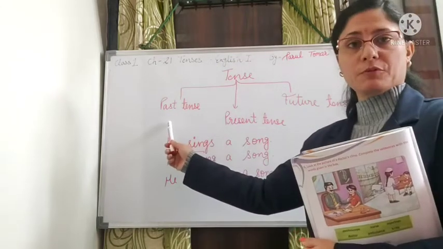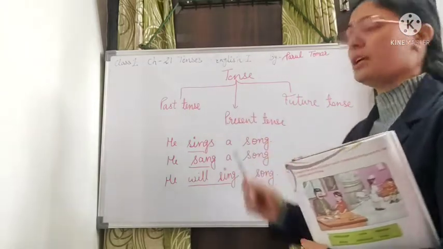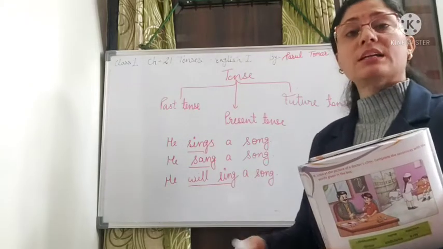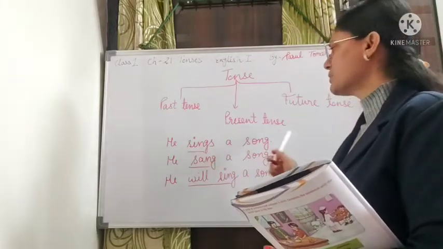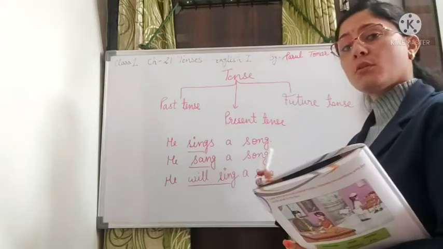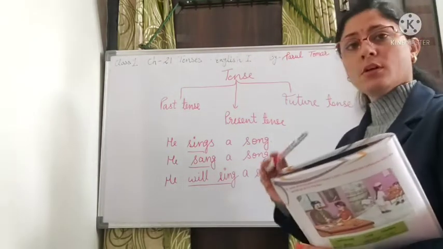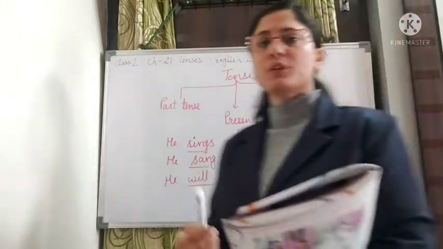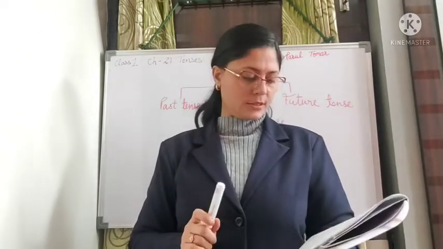In present, helping verbs are different. In past, it is different, and in future, it is different. The sentence is the same, but the meaning has changed. The time has changed. The tense has changed. He sings a song. He sang a song. He will sing a song. So, with the help of the same sentence, we have understood all three tenses.